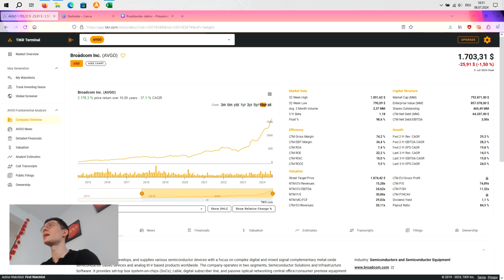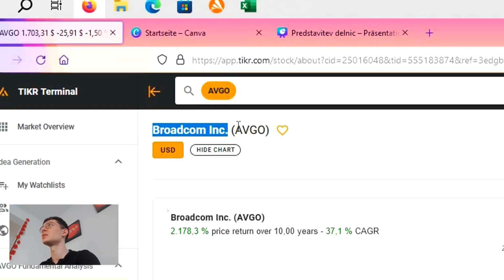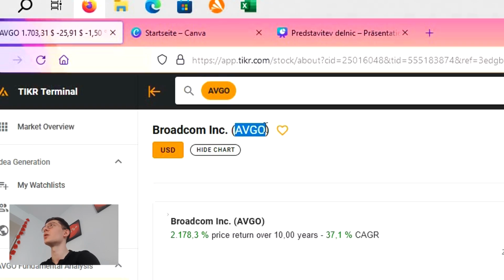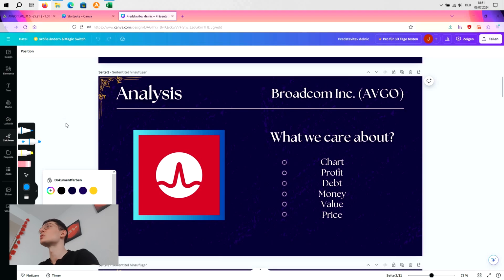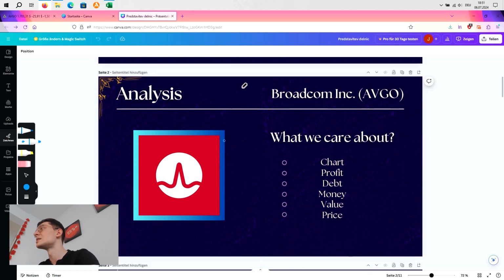Today we are going to analyze Broadcom Incorporated with the stock ticker AVGO, because this is an extremely famous stock ticker, bro. Everyone is buying it, everyone is owning it. So I was thinking, okay, let's take a look at it together and also decide whether we should add it to our own portfolios or not, okay? Now, as always, we are going to analyze it using this little Canva presentation that I prepared.